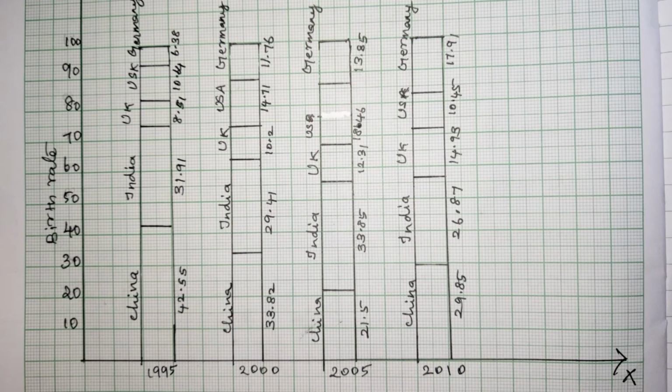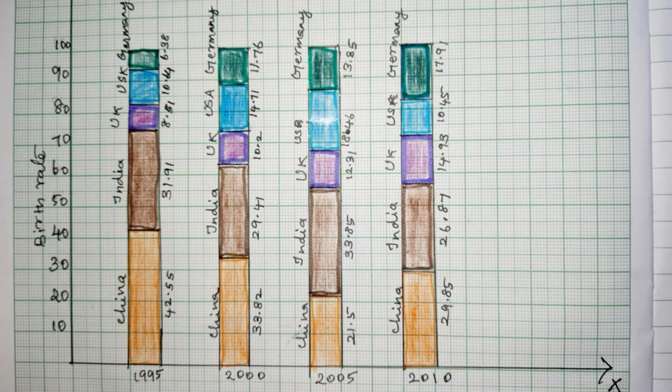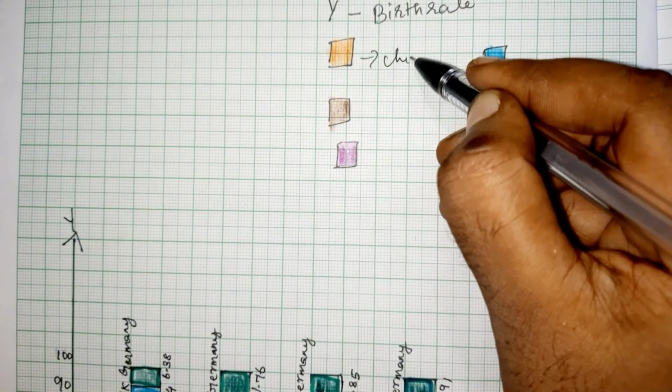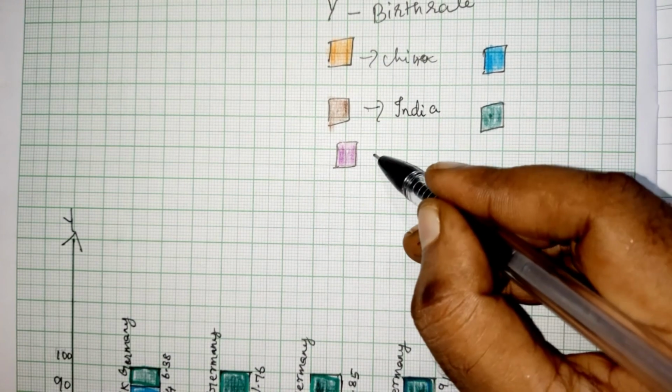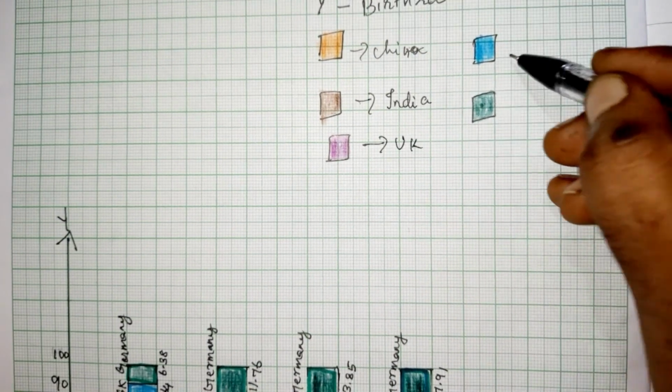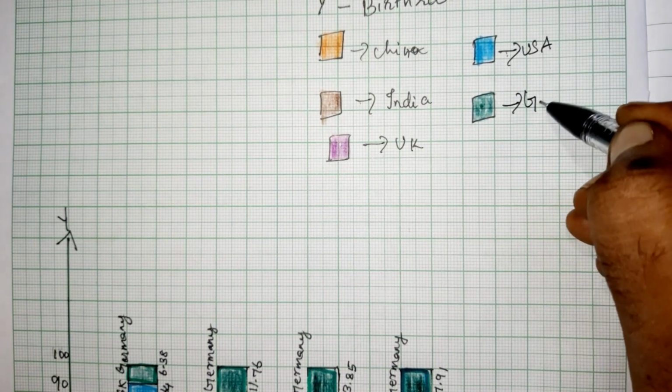First you have to draw a vertical bar of equal length 100 and then you have to subdivide. To distinguish the birth rates of different countries, we use different colors. After shading, you have to give the footnote. This is for China, this is for India, this is for UK, this is for USA, and this is for Germany.